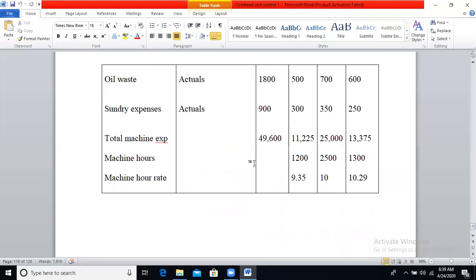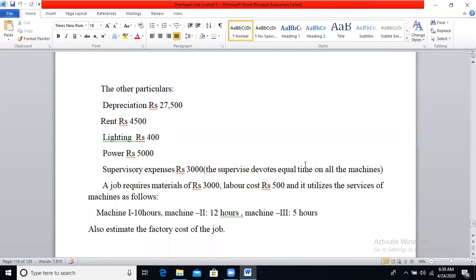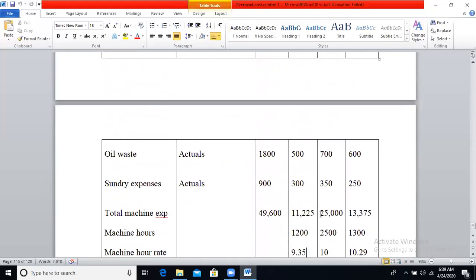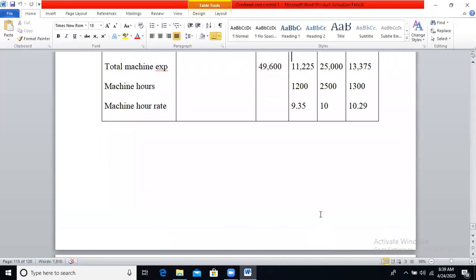So how to calculate machine hour rate? Total of overhead expenses divided by machine hours. In the problem, they have mentioned machine hours at the end in the basis column, 1,200 for machine 1, 2,500 for machine 2, and 1,300 for machine 3. So calculate machine hour rate.